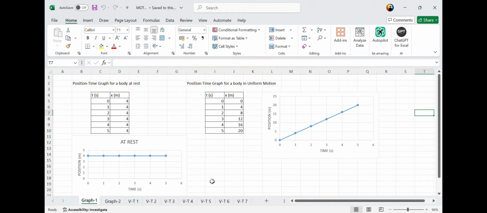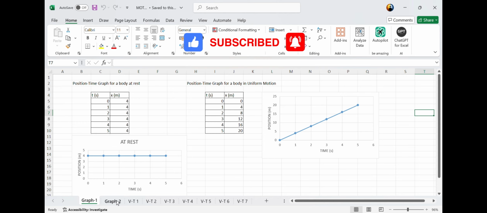This second graph is the position time graph for a body in uniform motion. Now let's look at the numbers and try to analyze the type of motion. Over here again time is increasing uniformly by 1 second, and if we take a look at the position over here, the position also increases uniformly by 4 meters. Like it's 0, then 4, then 8, then 12, then 16. So it's increasing uniformly by 4 meters. So you get a straight line graph over here, and that is the position time graph for a body in uniform motion.